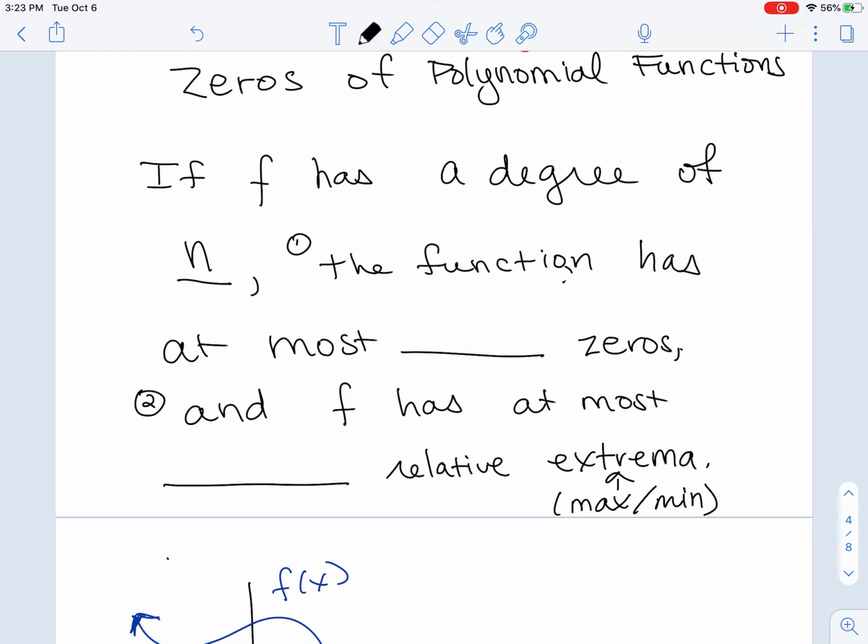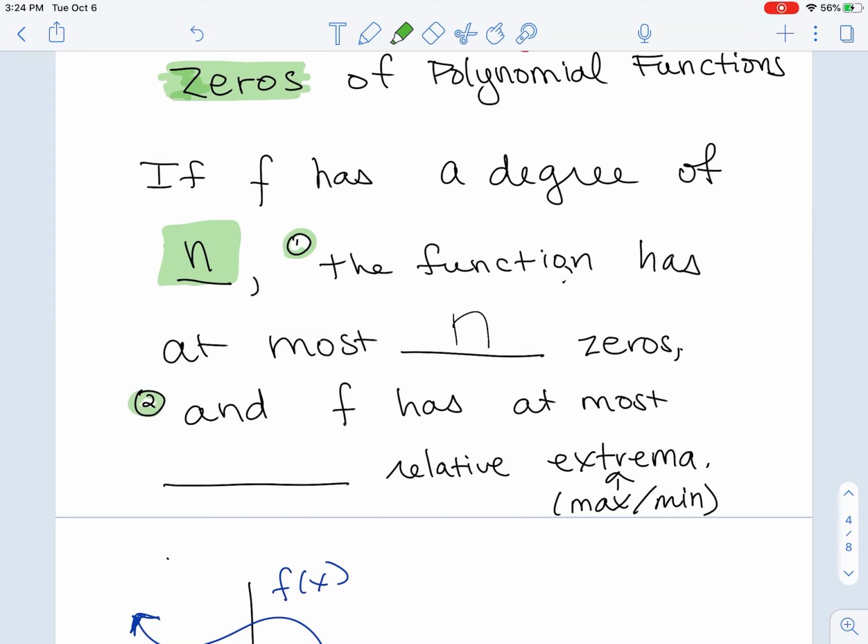Now let's talk about zeros of polynomial functions. So remember, zeros are where the polynomial crosses the x-axis, right? So if f has a degree of n, we'll just say some number, we don't know what number it is, it tells me two things about it. Number one, the function has at most the same number n of zeros. So if it's to the 5th power, it has at most 5 zeros. If it's to the 3rd power, it has at most 3 zeros.